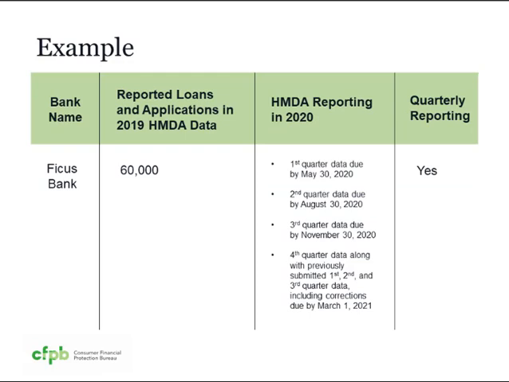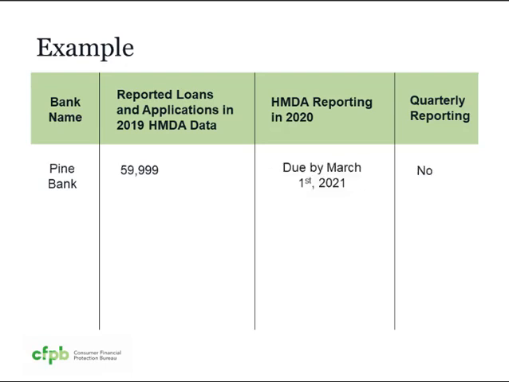For example, if Ficus Bank reported 60,000 covered loans and applications in its 2019 HMDA data, it will meet the requirements to be a quarterly reporter and will be required to report its January 1st through March 31st, 2020 HMDA activity by May 30th, 2020. Its second quarter data will be due by August 30th, 2020, and its third quarter data will be due by November 30th, 2020. Ficus Bank will then submit its fourth quarter data along with the previously submitted first, second, and third quarter data, including corrections, by March 1st, 2021.